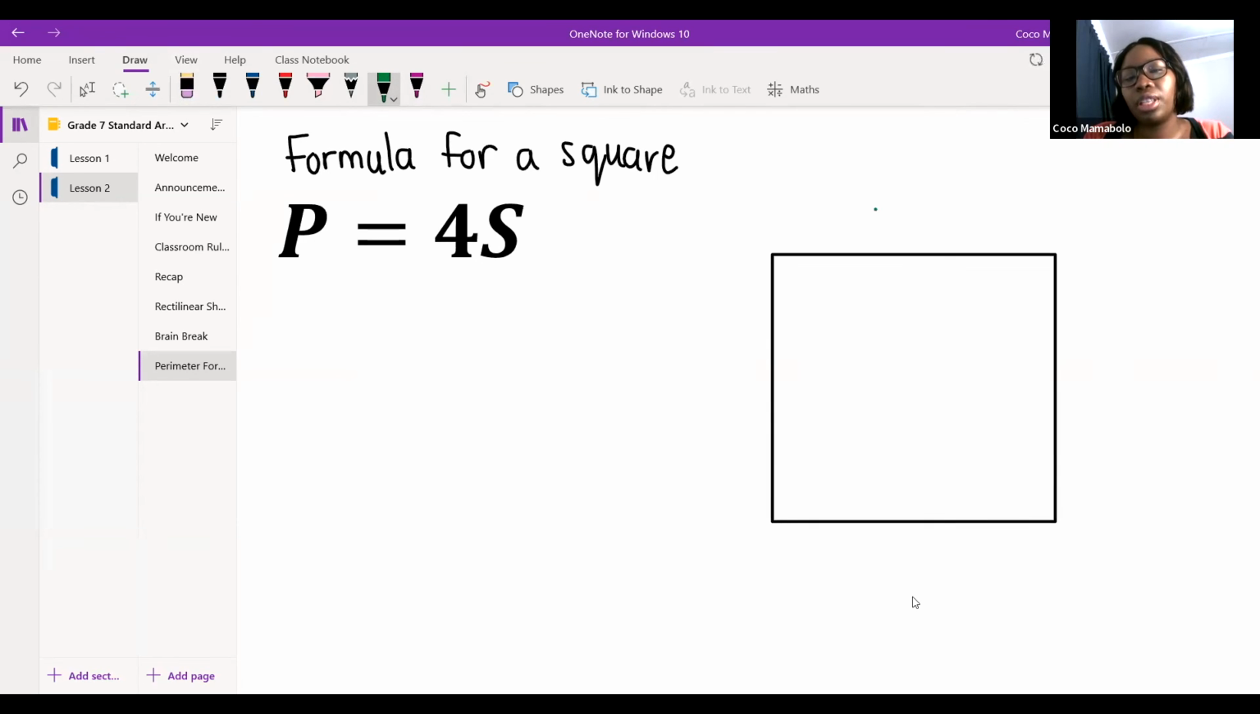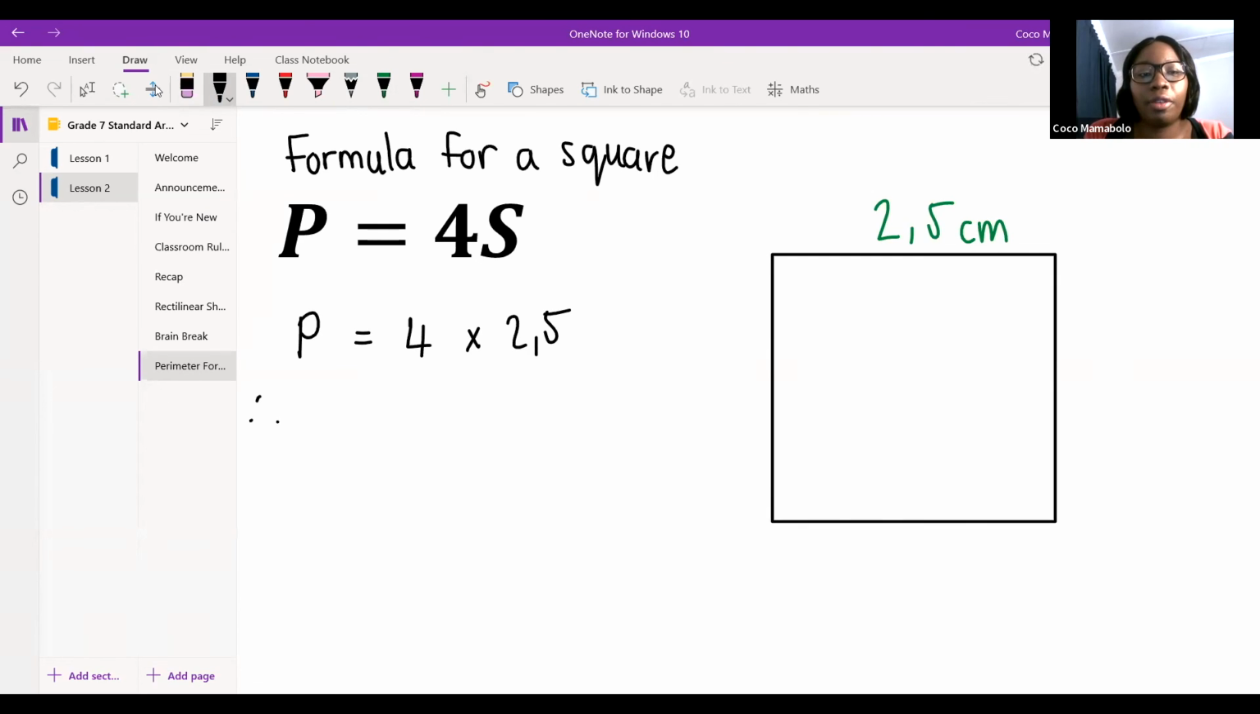Ooh, let's make it interesting. If the side over here was 2,5 centimeters, how much would my perimeter be? Perimeter is equal to 4 multiplied by 2,5. Therefore, perimeter is equal to, well done, Maya. Good. 10 centimeters.